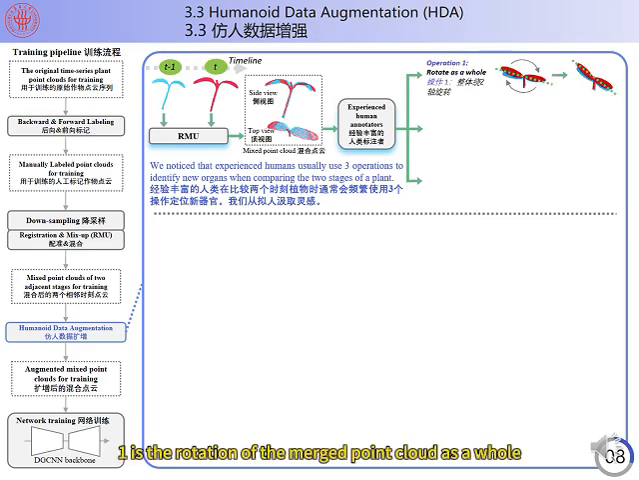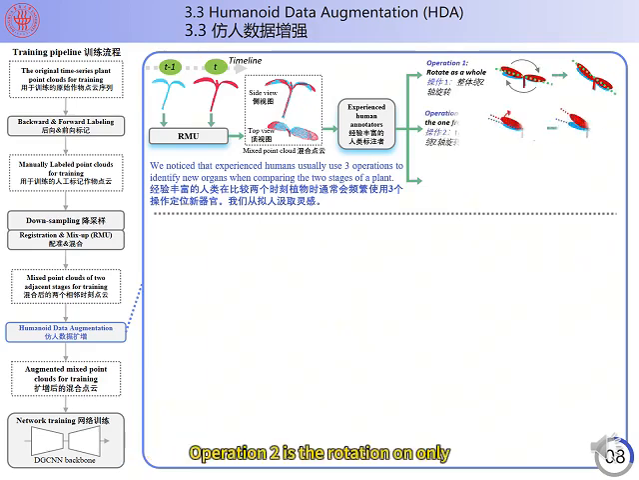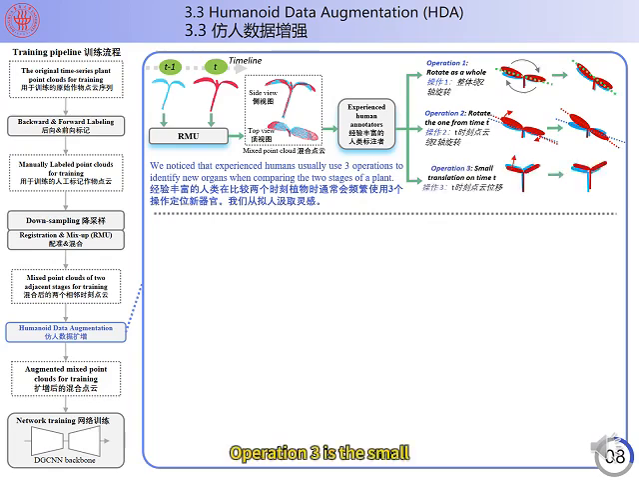Operation 1 is the rotation of the merged point cloud as a whole. Operation 2 is the rotation on only one point cloud in the mixture. Operation 3 is the small translation on only one point cloud in the mixture.